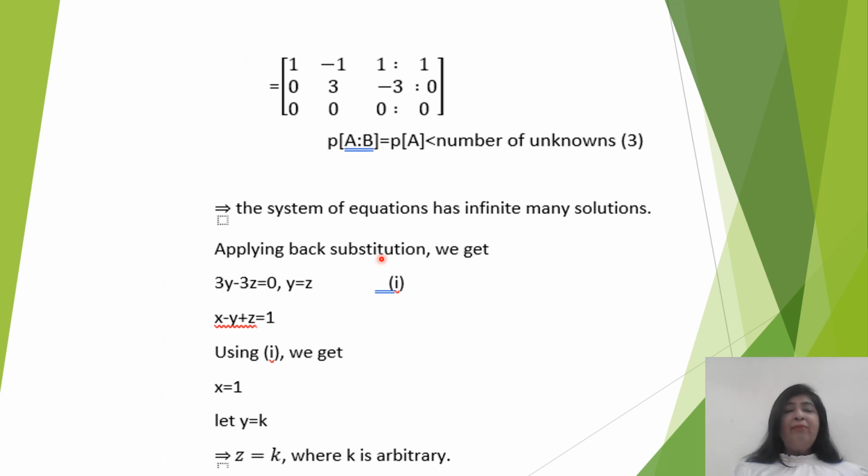So now we will apply back substitution. Back substitution will give me 3y minus 3z is equal to 0. This implies y is equal to z. The first equation is x minus y plus z is equal to 1. So put y is equal to z over here. Solve it out. You will get the value of x as 1. So let us take y is equal to k. This implies z is equal to k and x is equal to 1, where k is any arbitrary number. k can take any value. So that's why this system has infinitely many solutions.